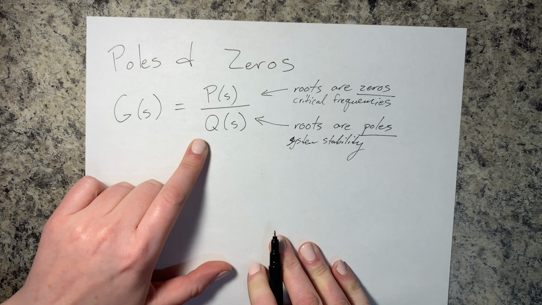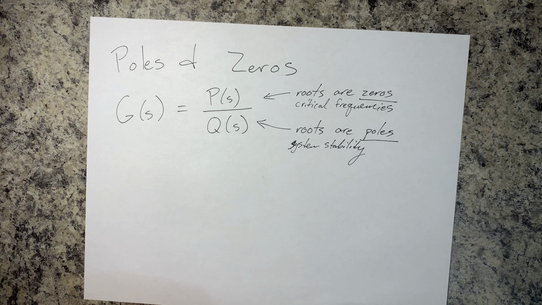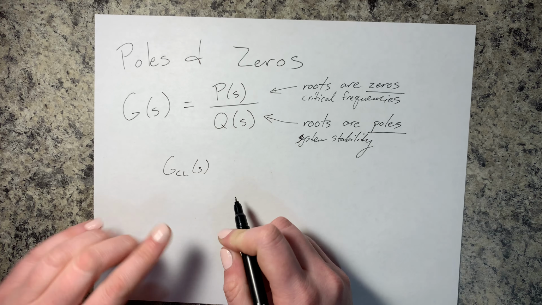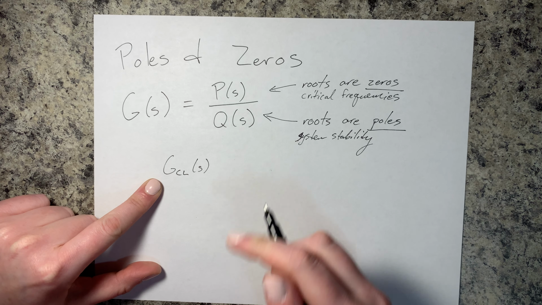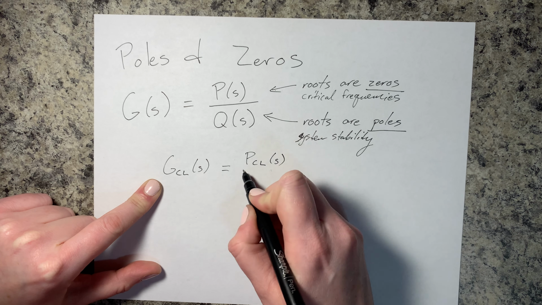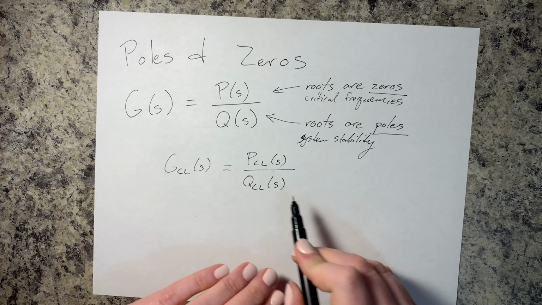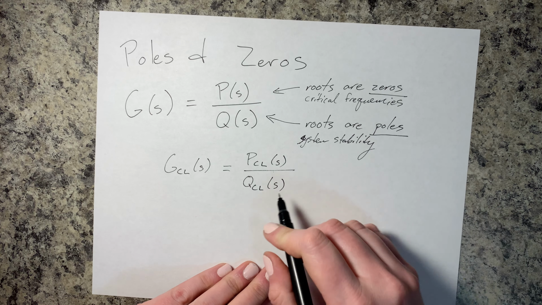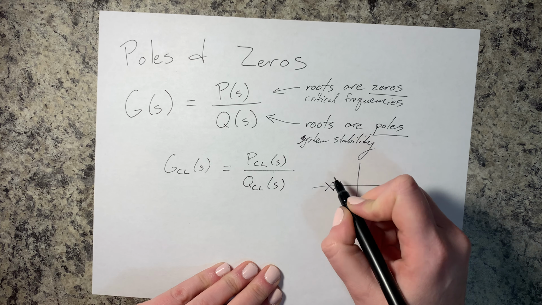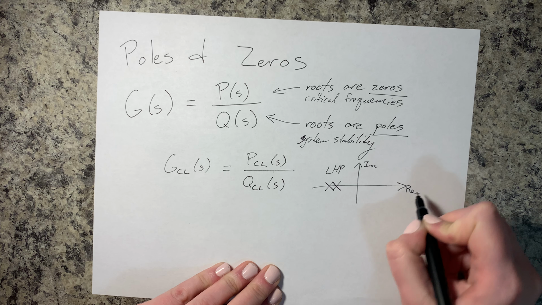All right, so indeed, if you want to look at the stability of an entire system, you'd be looking at GCL of S, that closed loop, that entire system, and then you would be examining the QCL that is on the bottom, the denominator polynomial right there. If you solve for the roots of this, you will get your poles, which then, if all is good, everything's in the left-hand plane on that complex plane. And that's what we are looking for.